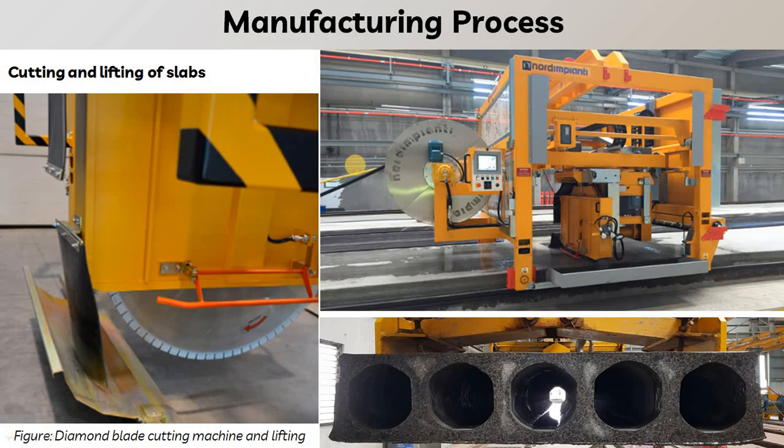Here this is the cutting machine. After gaining strength, the strand wires will be released, and then the slab will be cut as per the required length. It has a diamond cutting blade, which is rotated, and the slabs will be cut into the required length.